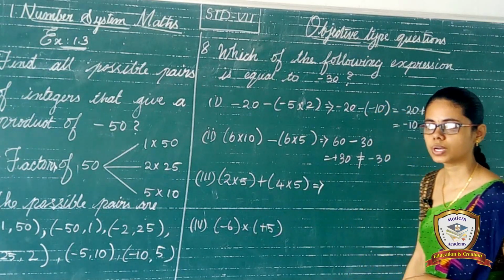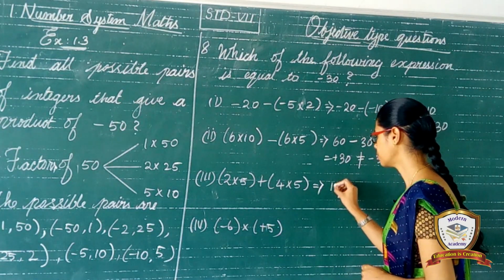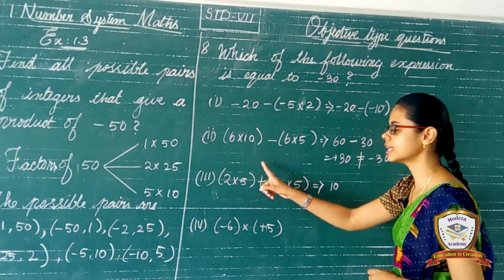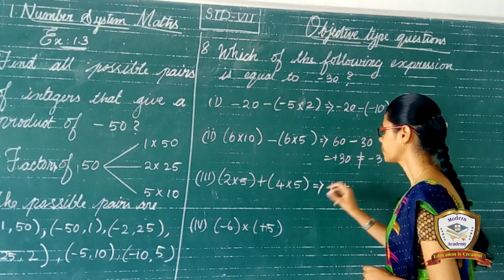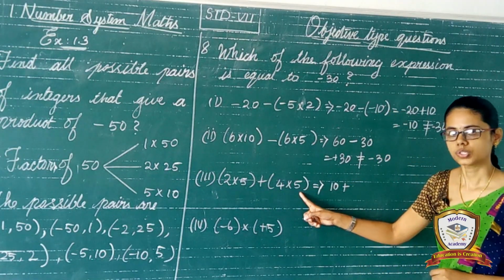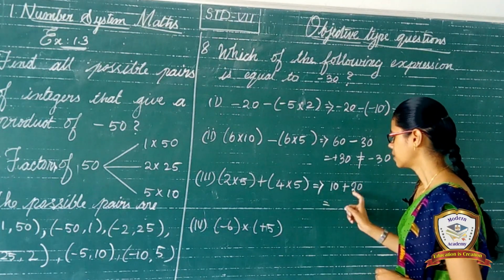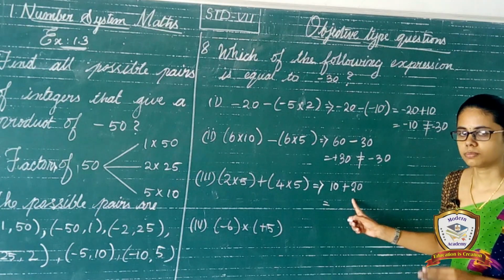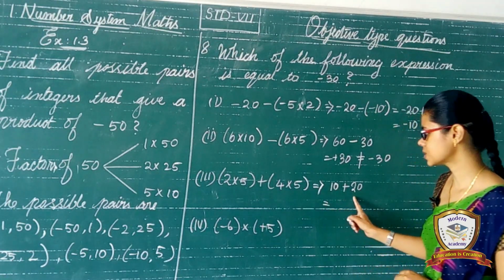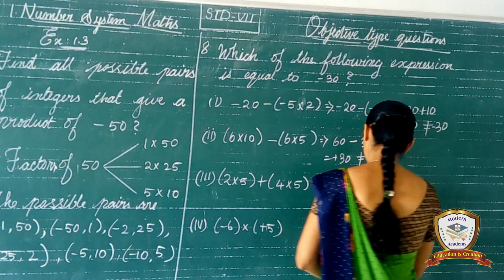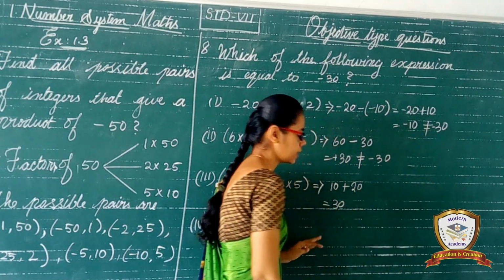So 2 5s are, what's the answer? 10. We want to multiply. So 2 5s are 10. Center plus. So plus 4 5s are 20. So right here both have the same sign. Same sign means we need to add the numbers. So 10 plus 20, 30. So the answer is 30.